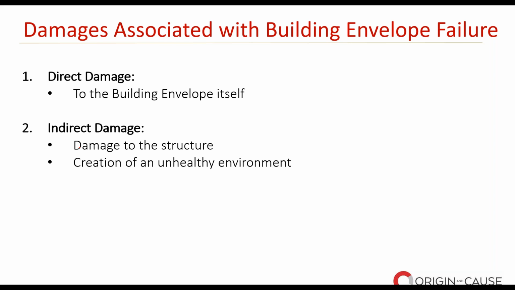And the second type of damage is the creation of unhealthy environment. Think of when moisture accumulates and we start having biological growth, and these biological organisms start releasing toxins into the air, and this would create unhealthy environment and harm the occupants.